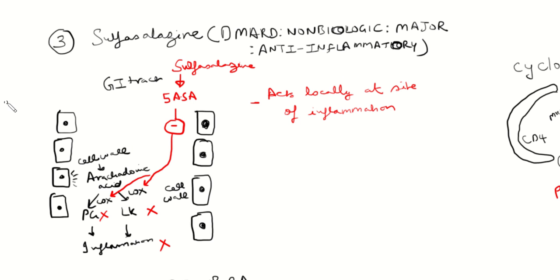Sulfasalazine goes in the GI tract, and it gets converted to 5-amino salicylic acid. So remember salicylic acid? That's aspirin, right? Remember, aspirin is a COX inhibitor, right? So remember cell wall, arachidonic acid, and then it goes into either the COX or LOX pathway and produces prostaglandins or leukotrienes, which cause inflammation. Well, 5-ASA inhibits COX and LOX, which inhibits prostaglandin and leukotriene formation, which inhibits inflammation. Aha, that's how it's acting locally at the site of inflammation to decrease inflammation.